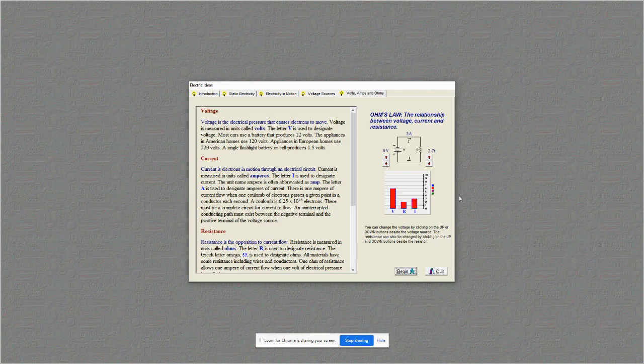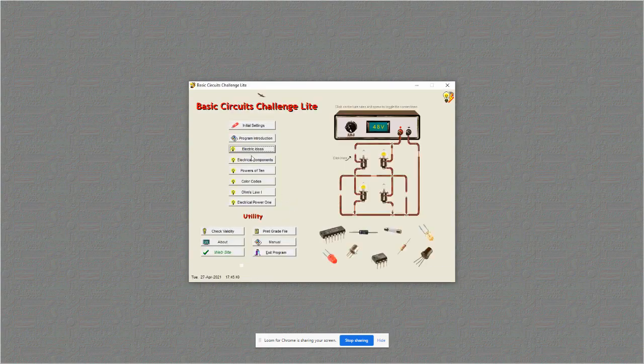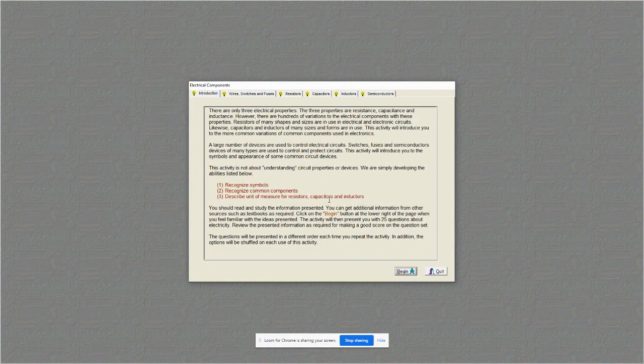Once you go through these tabs, you hit begin, and it's 25 questions. They're always the same. I'm not going to go through them. I said to save time on this video, but my basic advice is memorize them. They never change. Next one, electrical components.